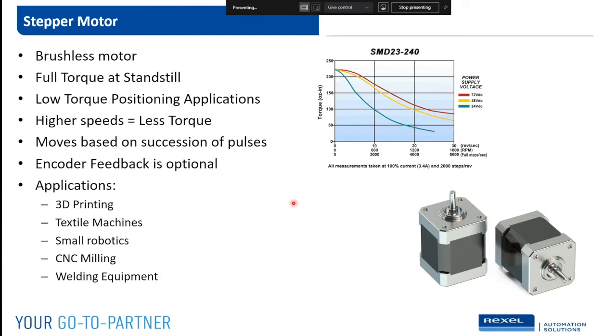Getting encoder feedback is purely optional. Typically, I don't see that being used, but we do offer steppers, and I'll talk about our product offering because it typically is not a Rockwell Automation product per se. But if you've ever seen a 3D printer, that is a great application of 4 different stepper motors.